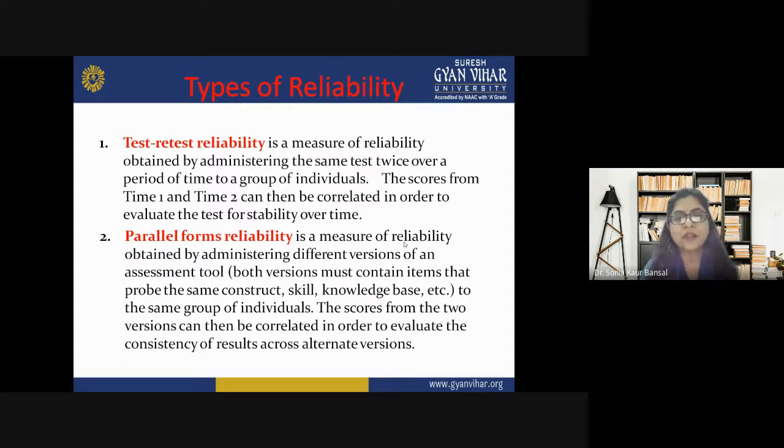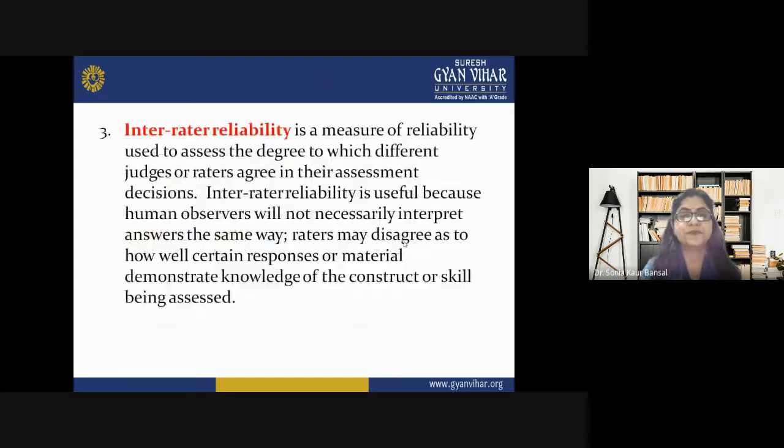So parallel forms reliability, students, is obtained from administering different versions of an assessment tool, and both must be probing the same construct, same skills, same knowledge. You are testing with different versions of the test, and you are getting the same results. So this is called parallel forms reliability.